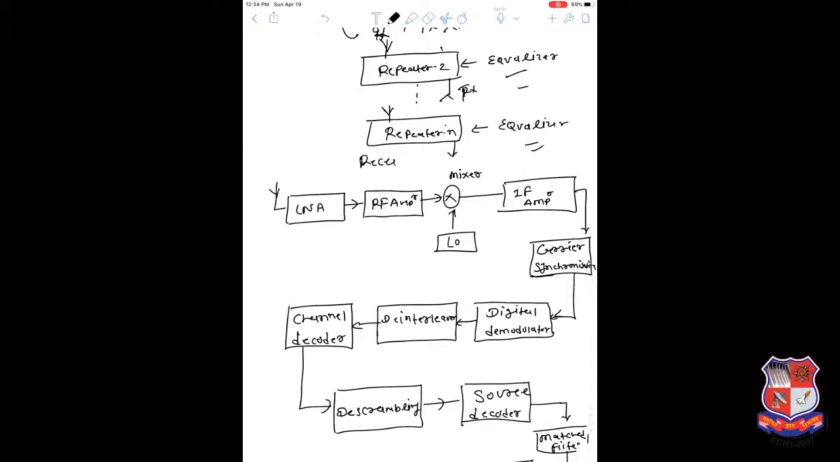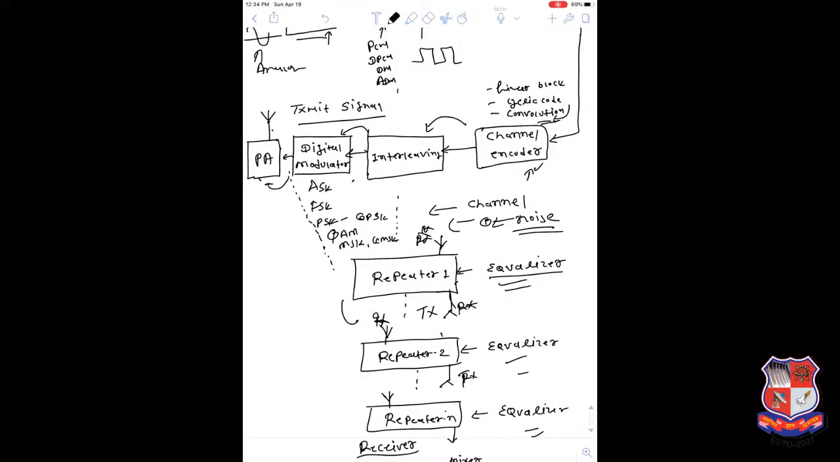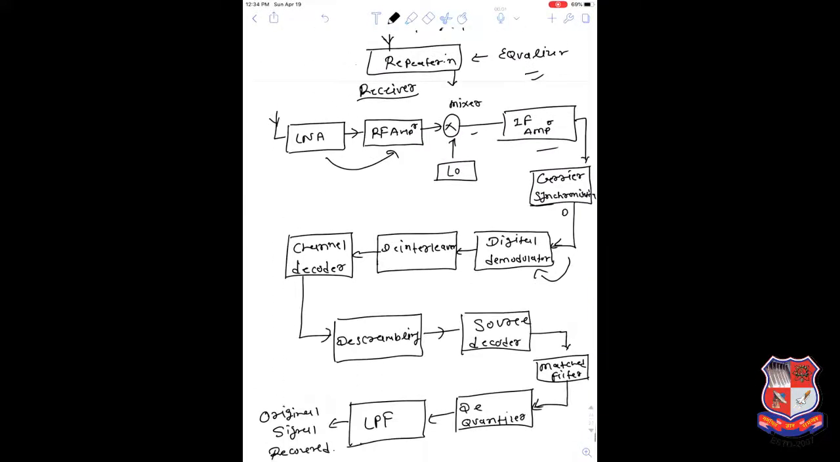And then this is the receiver. In the receiver, the first part is a low noise amplifier, then RF amplifier. This is like a superheterodyne receiver. We have a mixer, RF amplifier. Then we require carrier synchronization. Then it goes to the digital demodulator, which reverses the process we did in the digital modulator. We learned about two kinds of demodulators, coherent and non-coherent, for ASK, FSK, PSK and so on.